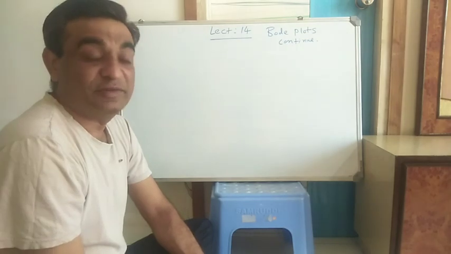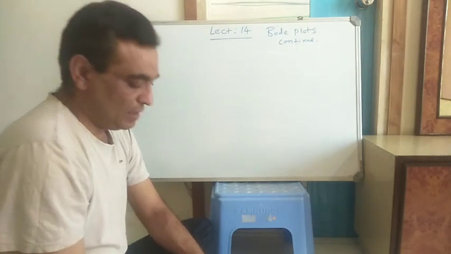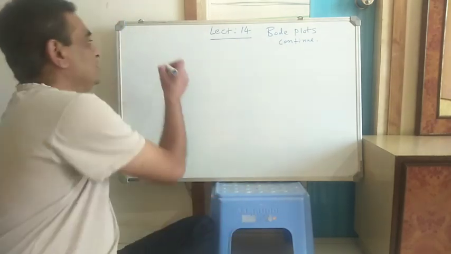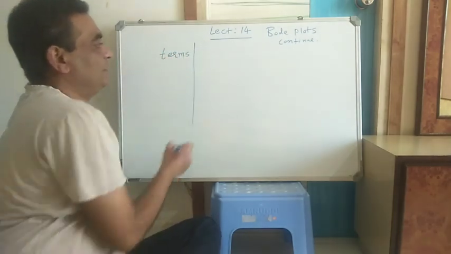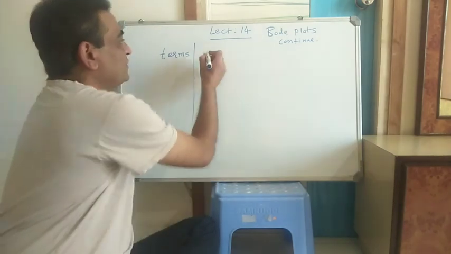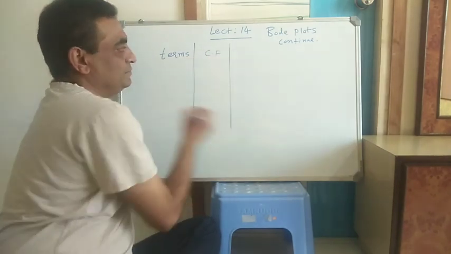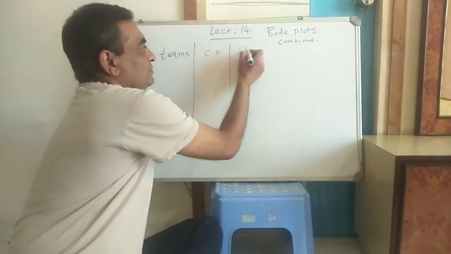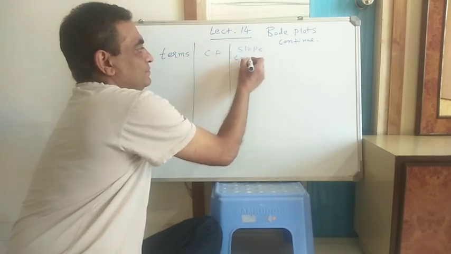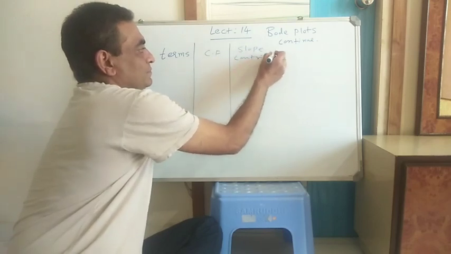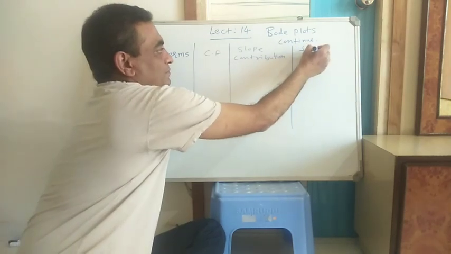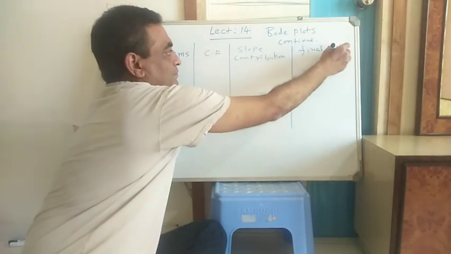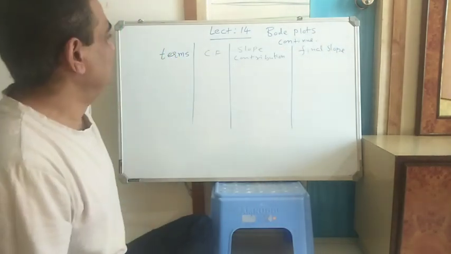Then we need to prepare the table, and the table consists of the terms, then corner frequencies, then slope contribution, and final slope. So let me revise this.